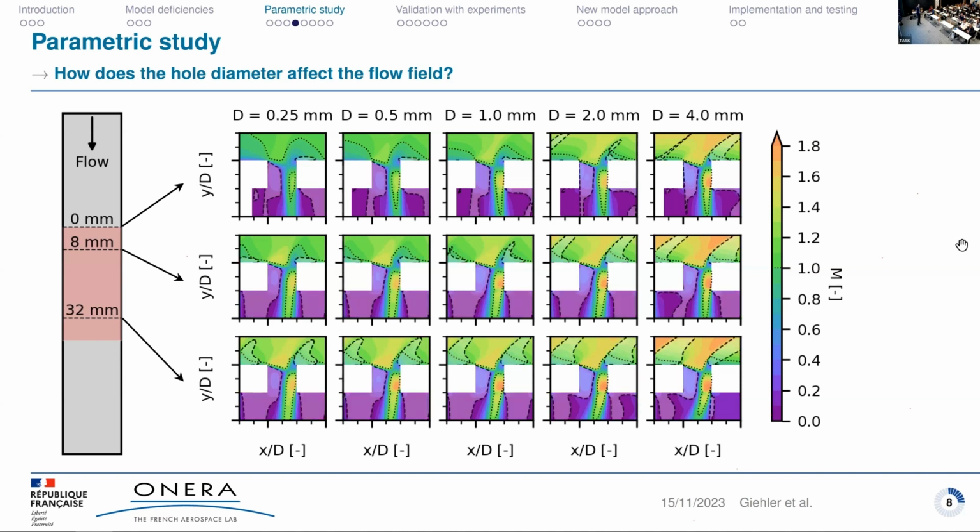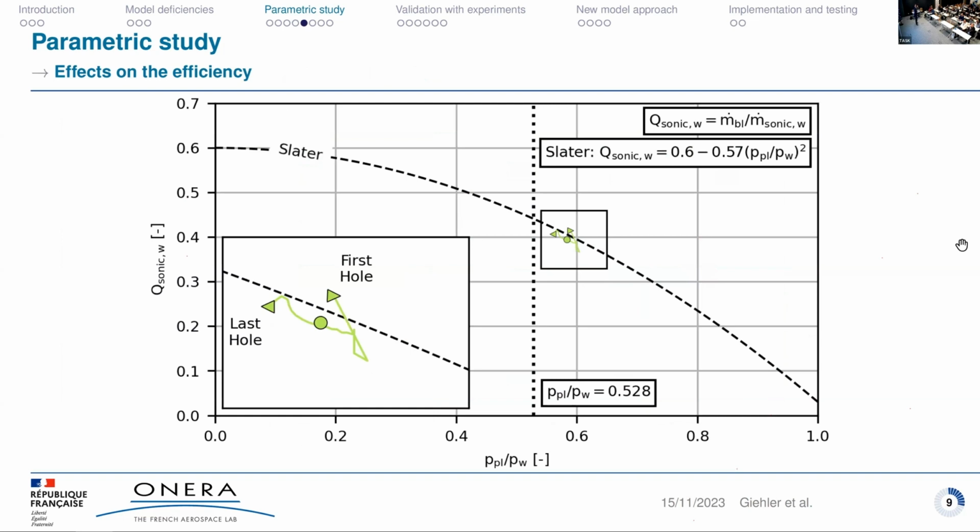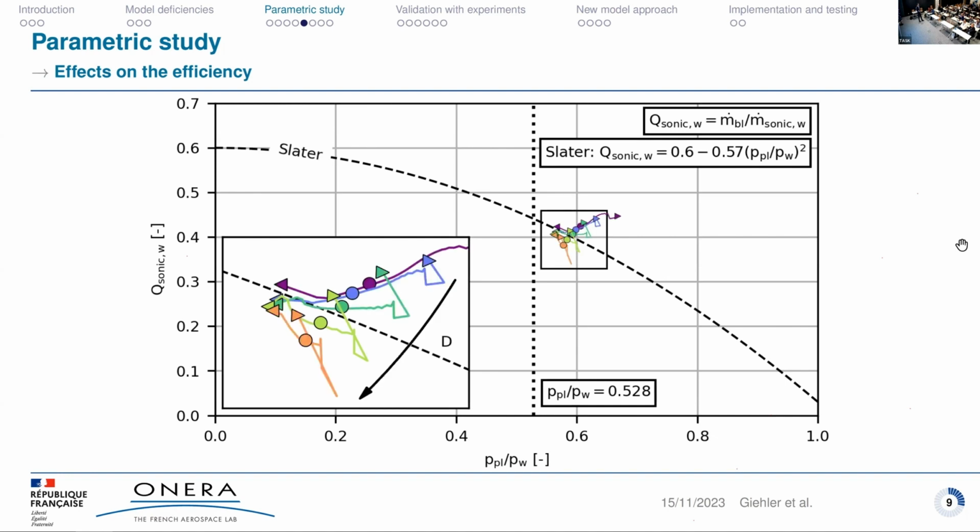And also interesting is if we look at the stream tube, we can see that for the small hole diameters, it seems that the stream tube inside the hole is larger. So we have a smaller separated region, so we can extract more mass flow rate. And to plot this, I also used the scaling or the notation of Slater and compared it with his model. The first important note is that we have a variation of the sonic flow coefficient along the blade. So from the first hole to the last hole, the conditions are changing. That's now done for all hole diameters.